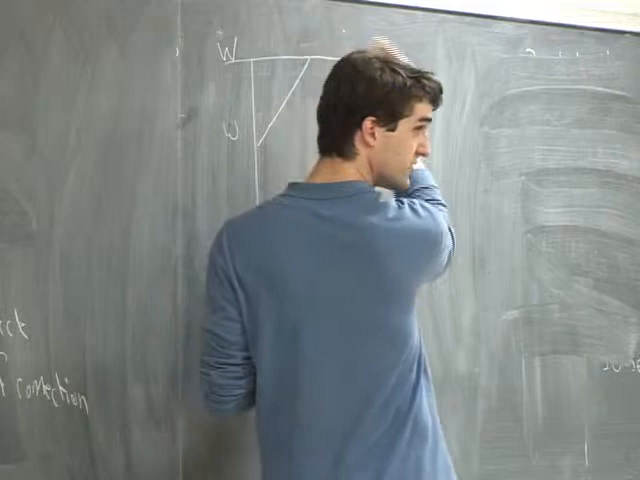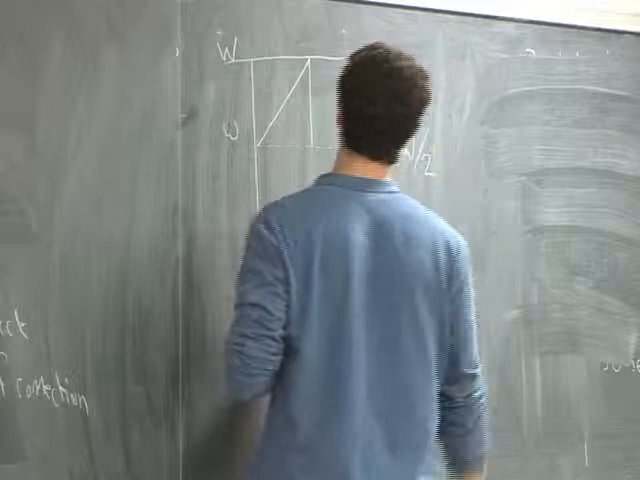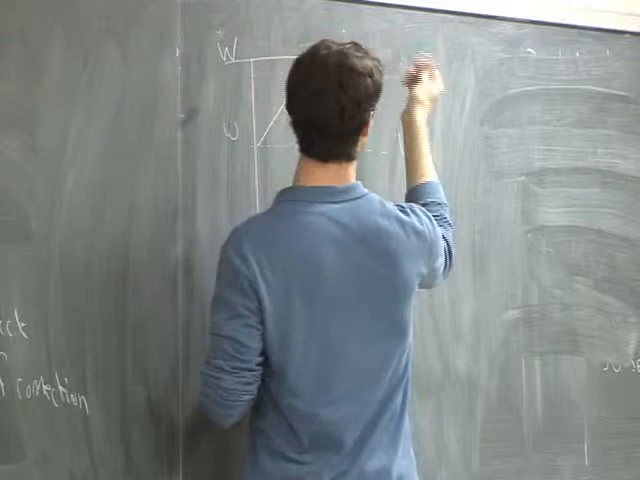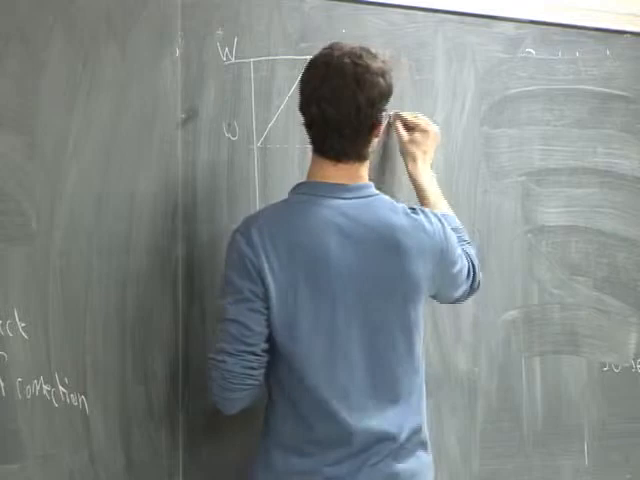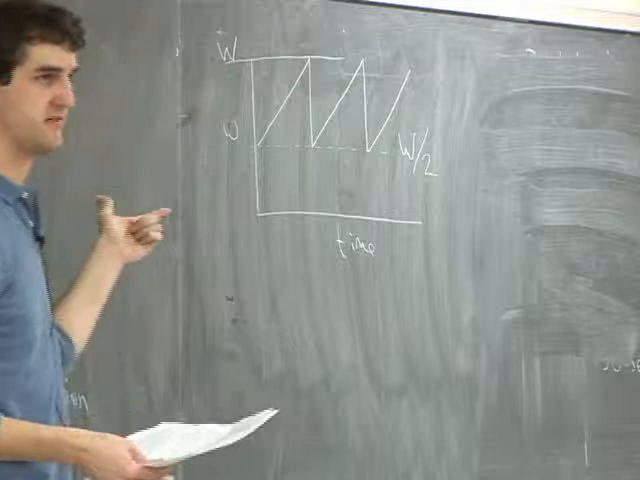All right, so this point right here is equal to the capital W divided by 2. So we cut our window size in half. We're still in congestion avoidance, so we increase linearly up here, packet loss, cut it in half. All right, so we just do this sawtooth pattern between capital W and W divided by 2. So what's our average throughput now?